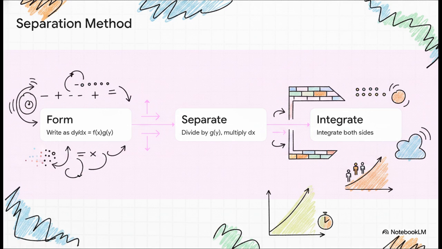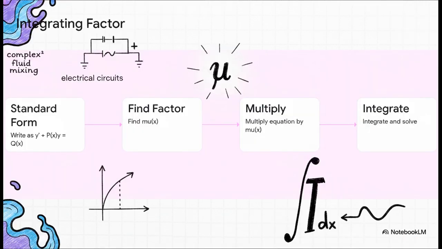And then step 3, simply integrate both sides. It is a beautiful, straightforward method, and it's used for solving things like the exact half-life of radioactive materials or predicting population growth. But what happens when variables stubbornly refuse to separate? I mean, life isn't always that neat, like in complex fluid mixing problems or tricky electrical circuits.